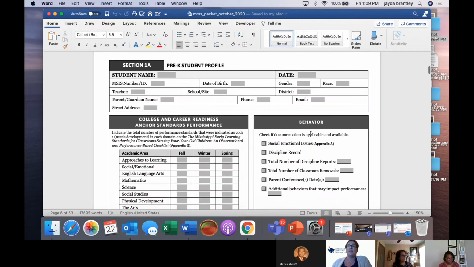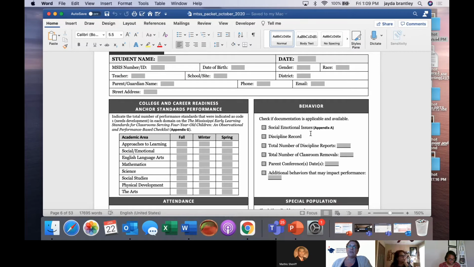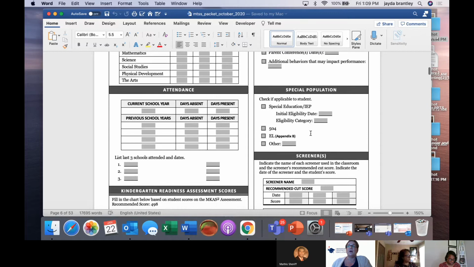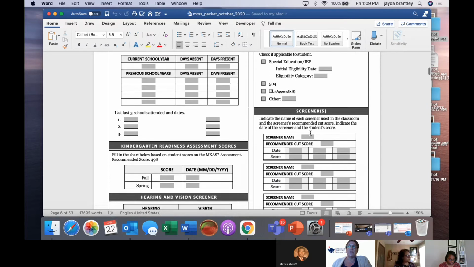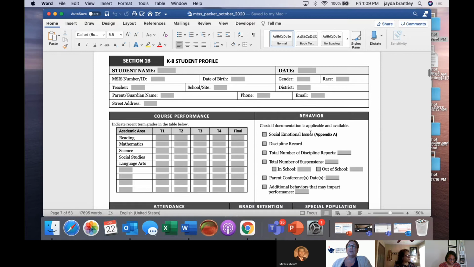Okay, so here we are at the pre-K profile sheet. The profile sheet is just a compilation of information on the student. Of course, with pre-K, it's not going to have information about retentions. However, it has some specific data that we're collecting on pre-K students. I'm going to scroll to the K-8 because this is the one that we talk a lot about with districts. This will have information on retentions.